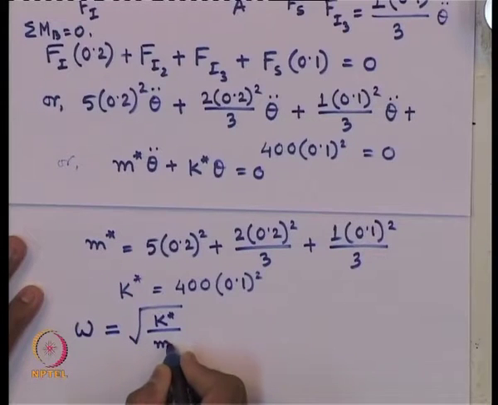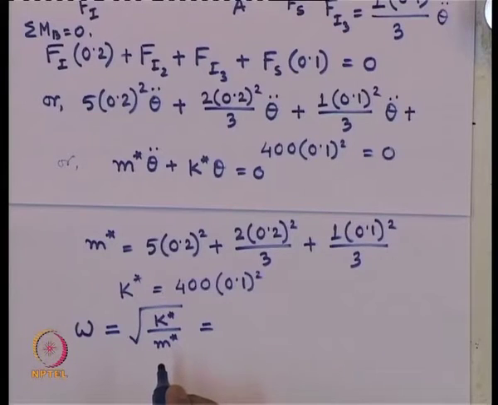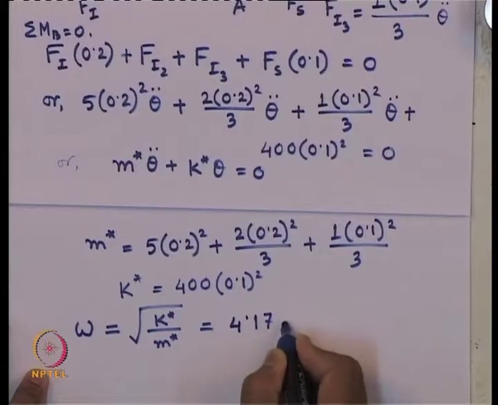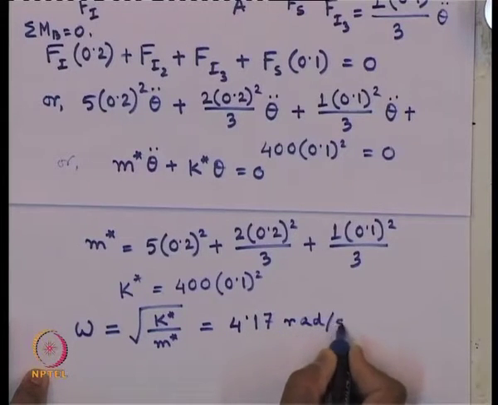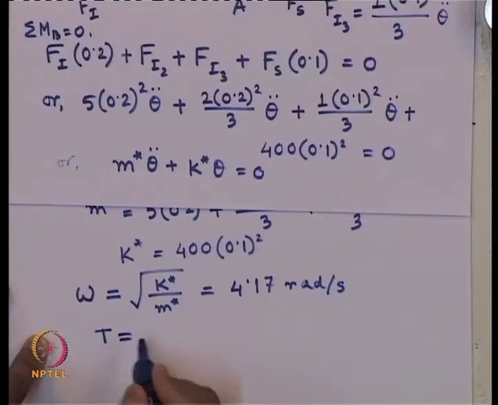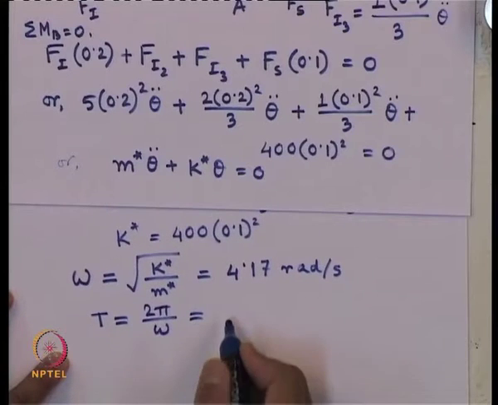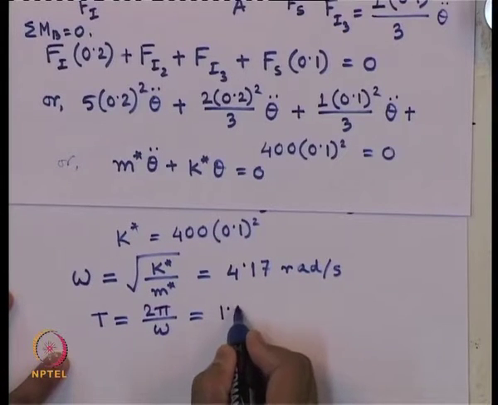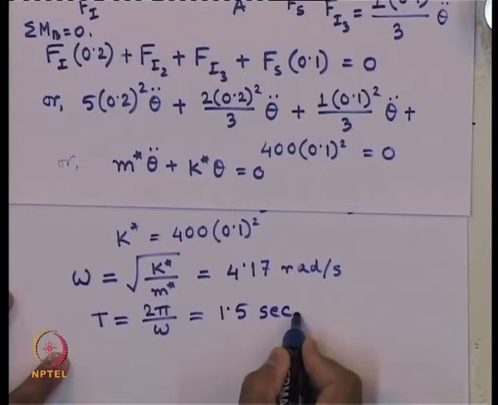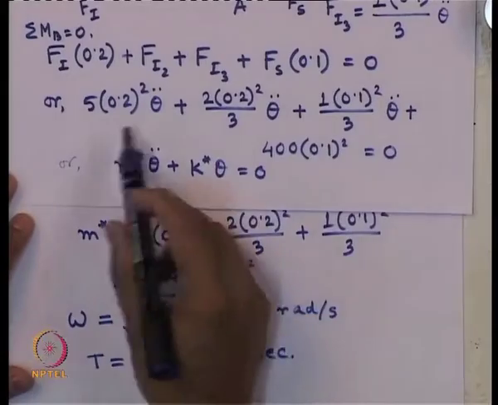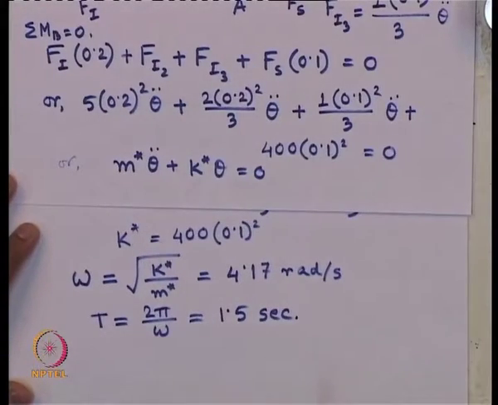It is root over k star by m star. If we compute this value, we will get the natural frequency as 4.17 radian per second, which will finally give us the natural period of vibration of the system as 1.5 second. Now, the governing equation of motion is this one, and the natural period of vibration is 1.5 second for this second problem.